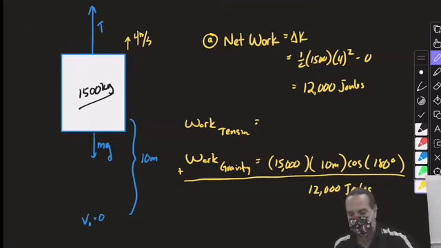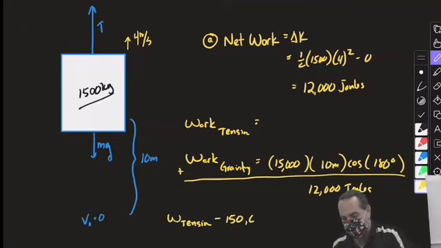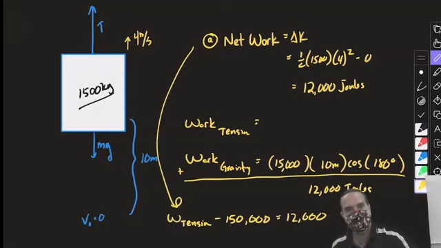So if I want to figure out how much work was done by tension, I'm going to say the work done by tension minus 150,000 has to equal 12,000. I'm just using the work energy theorem. I solved that for the work done by tension. Now swing that around, I think I get 162,000 joules.